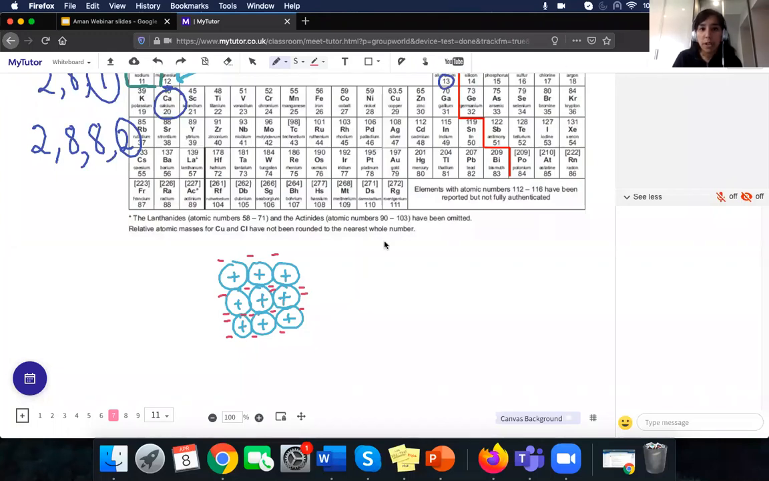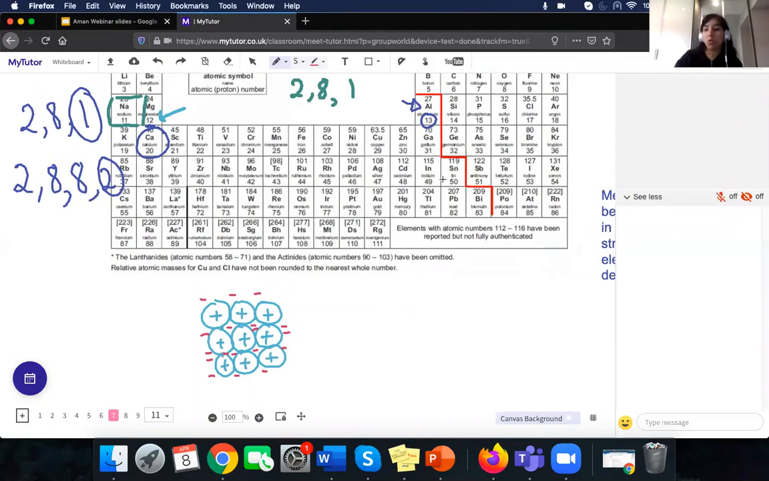Someone is asking, can you draw iron and cobalt as a metallic structure? And someone is saying, I don't understand, is it 2882? It is 2882, that is the correct structure for calcium. And so that means its final shell only has 2 electrons. So you would draw 2 electrons per positive ion, which is what I've drawn here. As I said, someone is asking, can you draw iron and cobalt? So you wouldn't ever be expected to draw them.